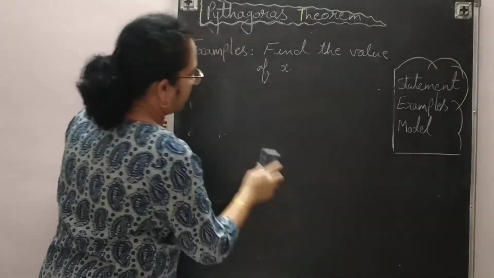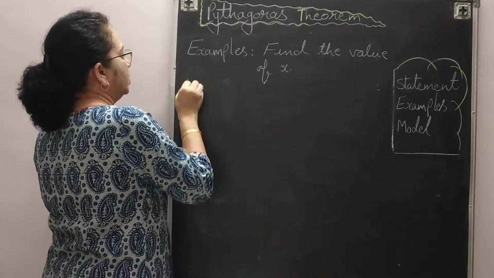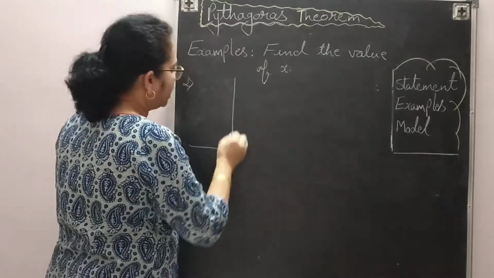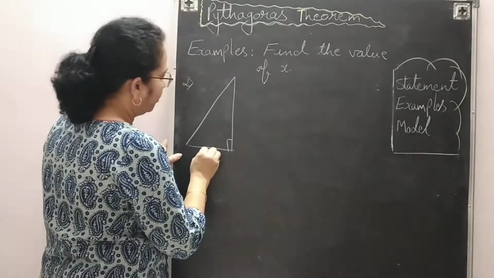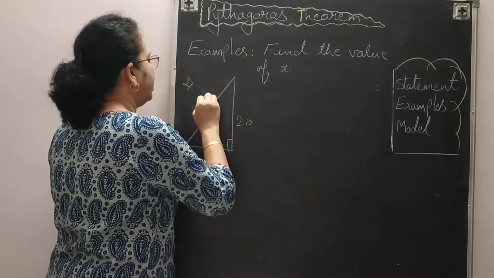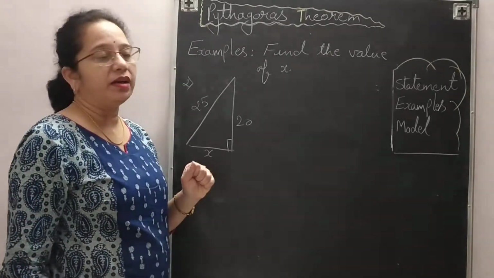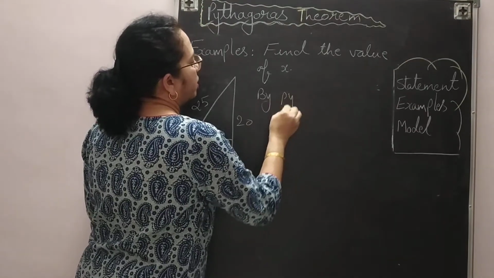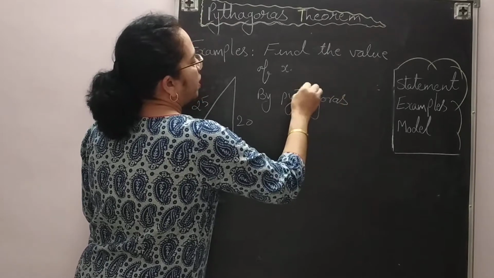Now one more example I am taking. This is the second example. Again one figure is given here, one triangle is given, that triangle is a right angle triangle. This is x, this is 20 and this one is 25. Okay. So again you can see that one right angle triangle is there. So again write down by Pythagoras theorem. Writing the name of the property is important.